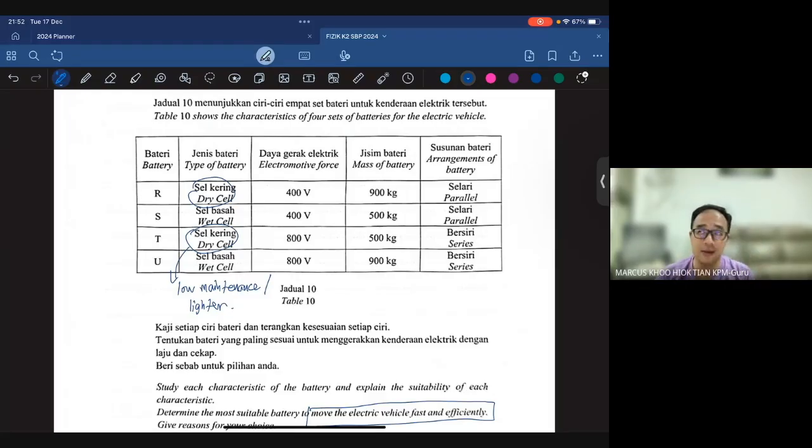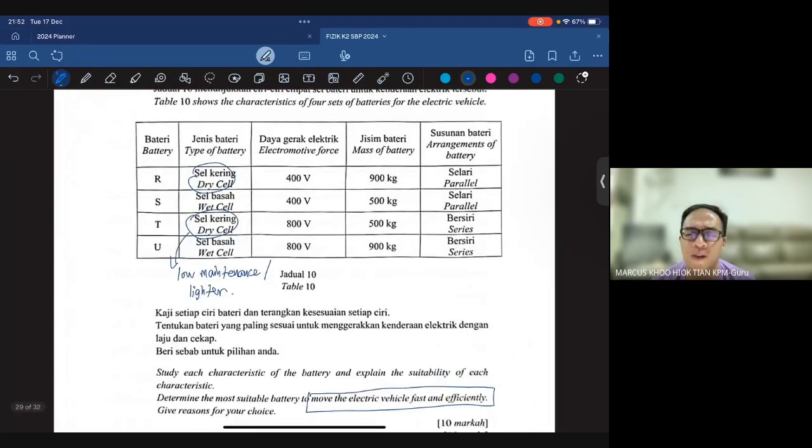Okay, well, I guess it could be because there's not a lot of liquid, so it's probably lighter. It's a very strange answer to give. I would rather go with low maintenance. Okay, electromotive force, of course, it must be bigger. Why would you carry around a power bank with a small mAh?